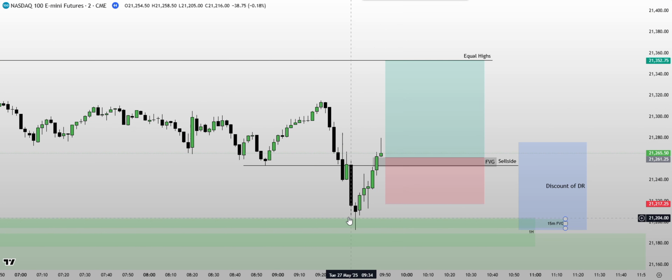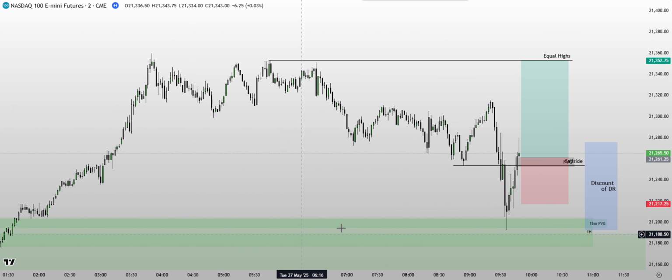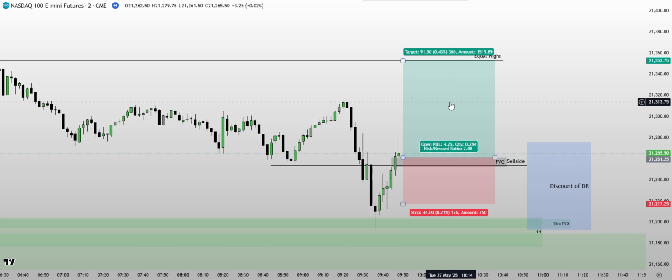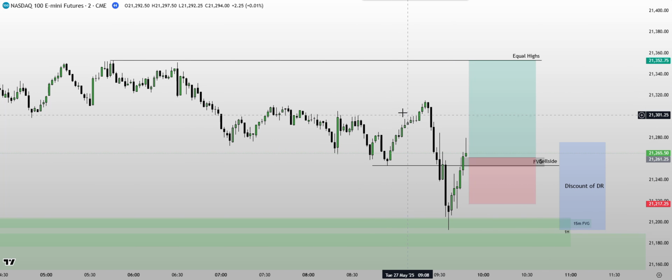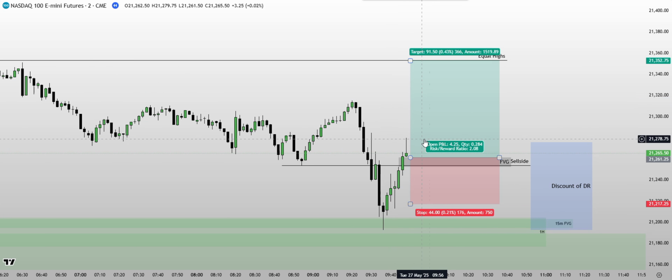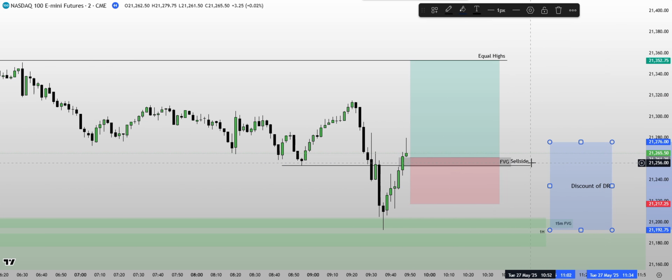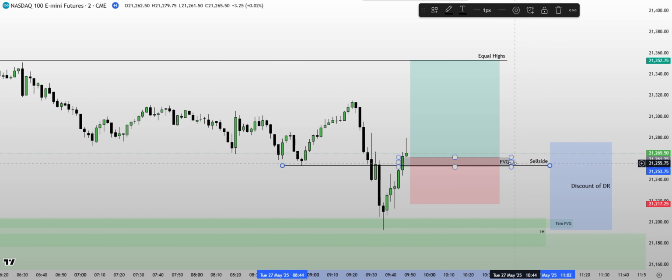Retraced into a discount on the 50-minute, into a 15-minute bullish imbalance, sweeps the sell side, and on the lower time frame, we get those confirmations. While there's equal highs on the 50-minute, equal highs on the 4-hour, and relative equal highs on the daily time frame for a clear draw for price to gravitate towards. We have clear highs here that price can go and take out. So yes, this is an A+ trade right here.